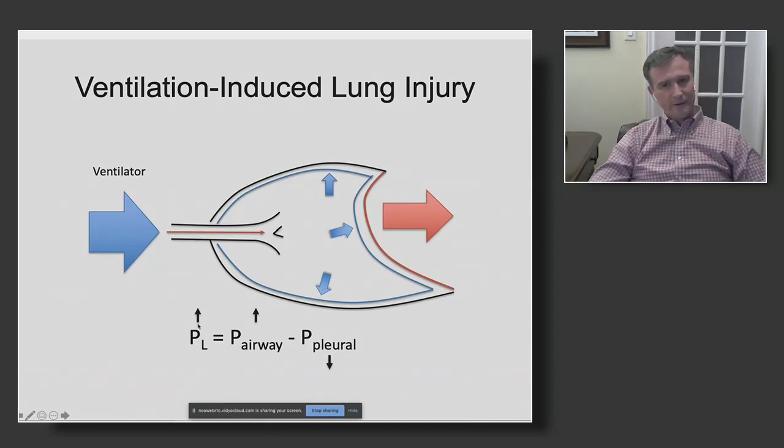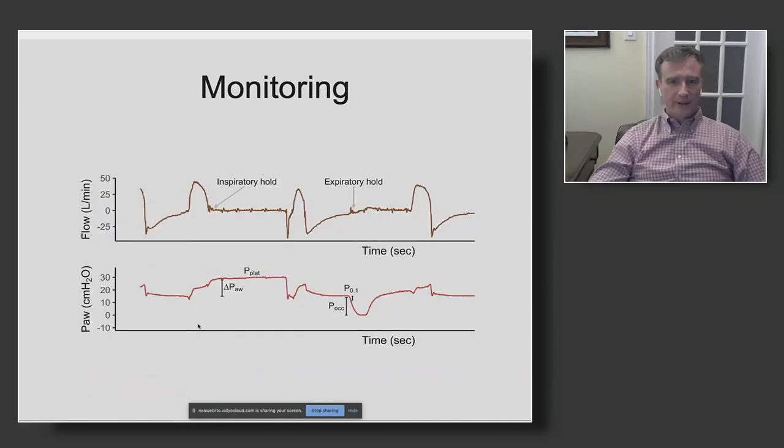So you can have ventilator-induced lung injury not just from how you set the ventilator, but also from how the patient behaves. And this is referred to as patient self-inflicted lung injury. And there's been lots of discussion as to the potential role of patient self-inflicted lung injury in patients with COVID-19. The good news is it's still relatively easy to monitor for the risk of patient self-inflicted lung injury in a ventilated patient. So here we've got a patient who's breathing in pressure support mode.